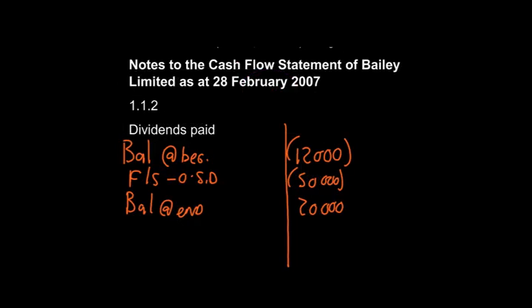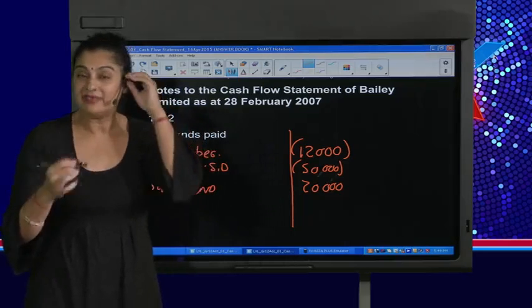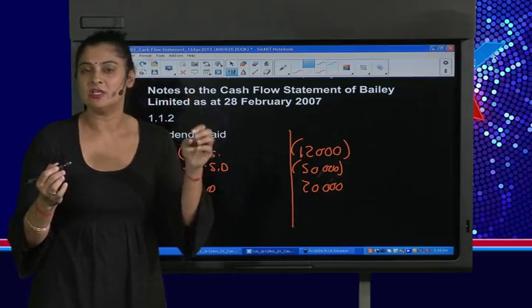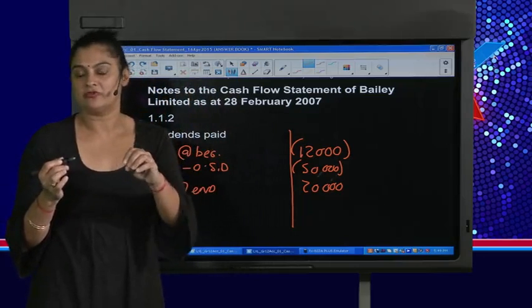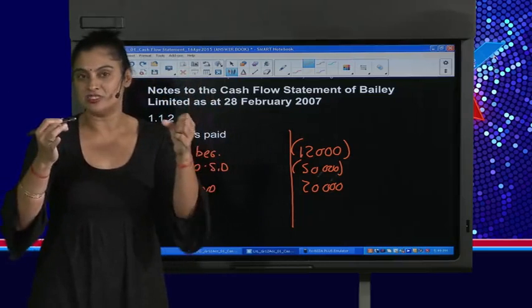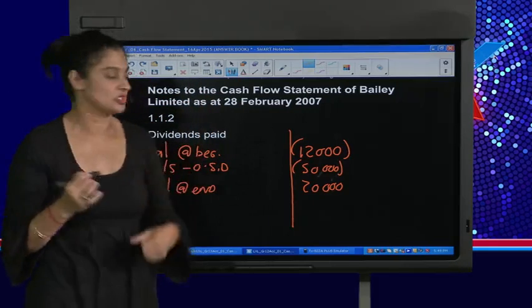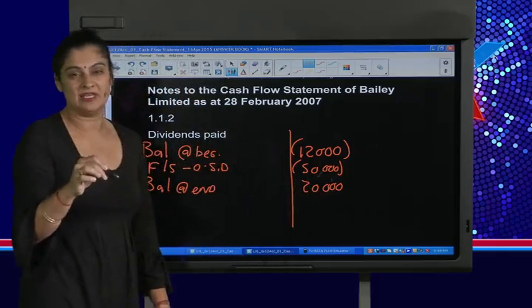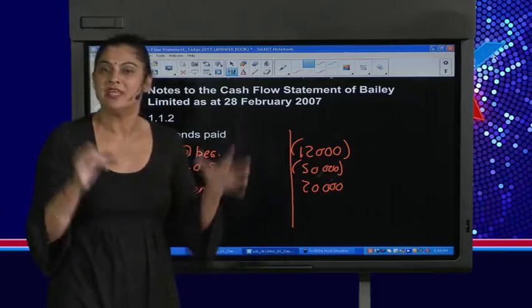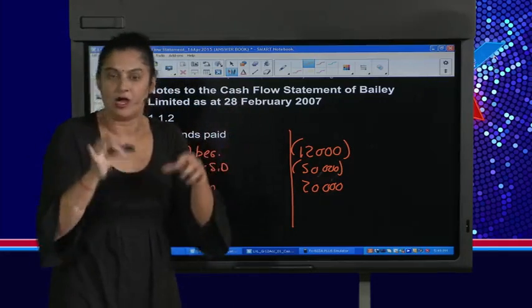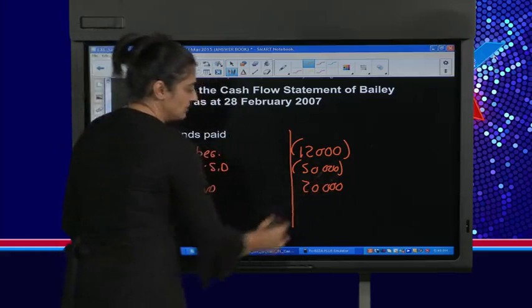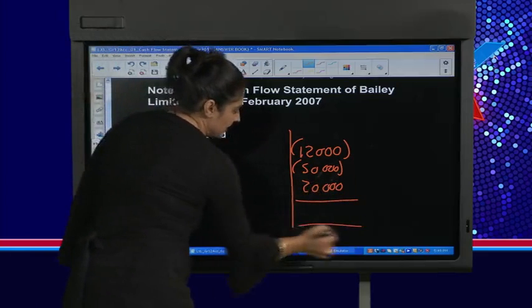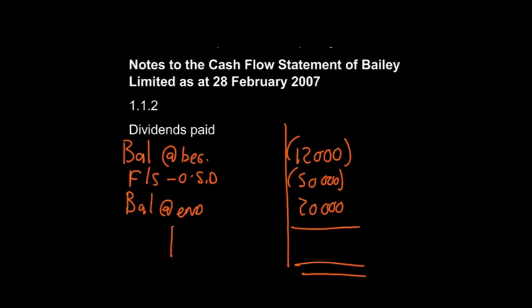This part is absolutely important because that 20,000 hasn't been paid as yet. Remember, the final dividend is only declared at the end of the year. Declared meaning we make this announcement, but we haven't physically paid our shareholders the 20,000. That 20,000 is still sitting in our bank account, it's still in our bank account and it must not be in brackets. Right, I'm now able to work out my dividends paid.